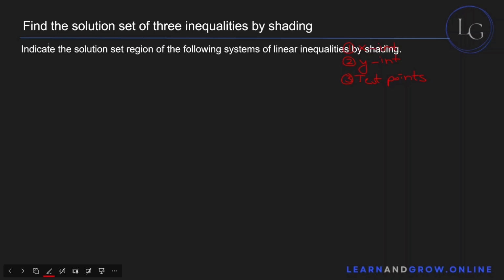So, indicate the solution set of the region of the following system of linear inequalities by shading. We have these three inequalities.